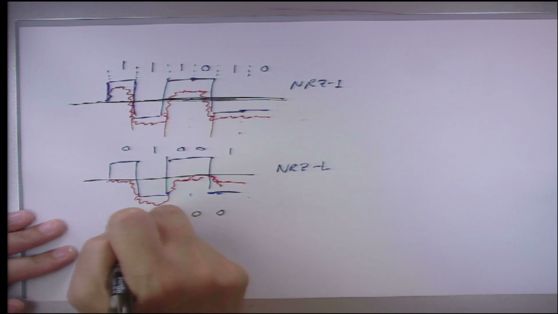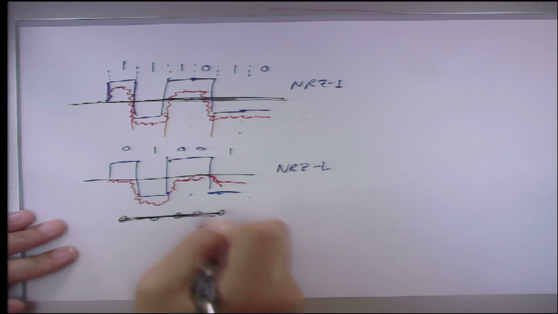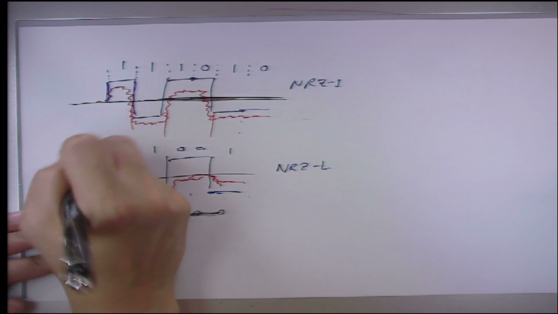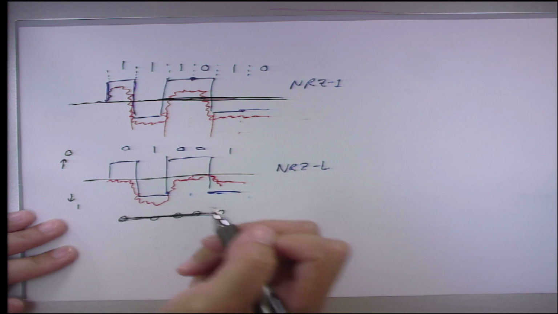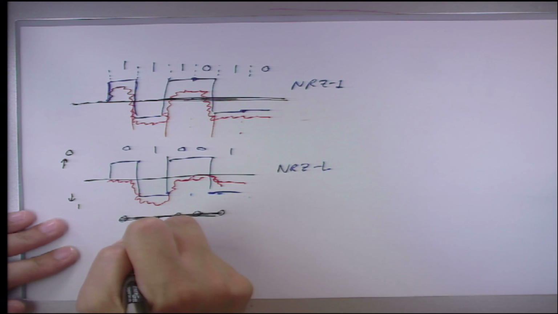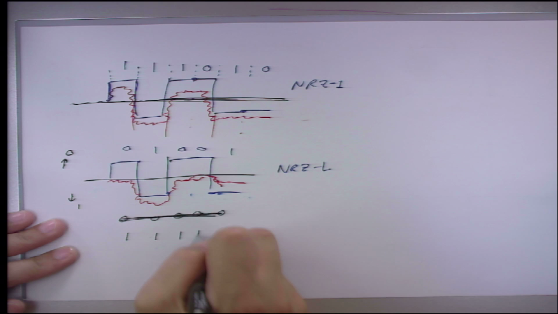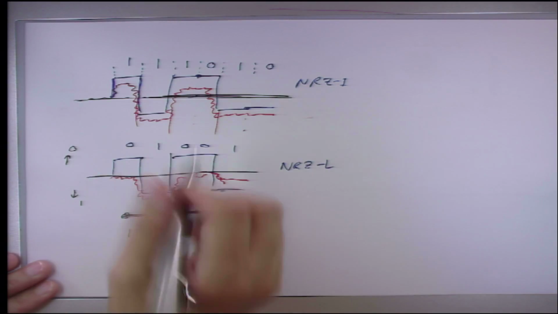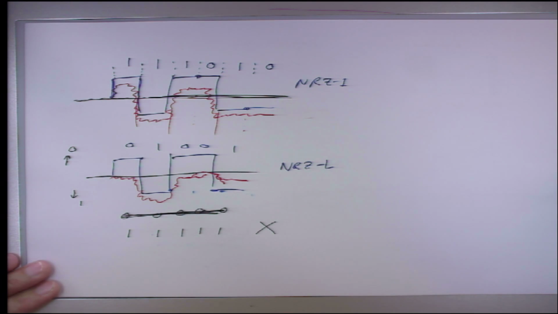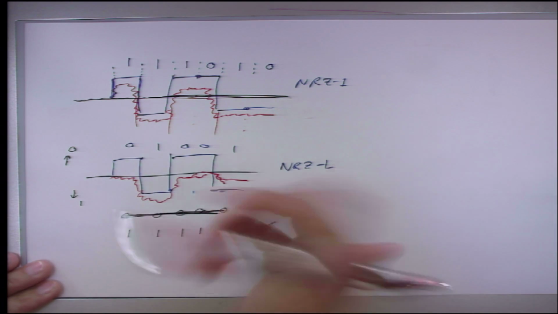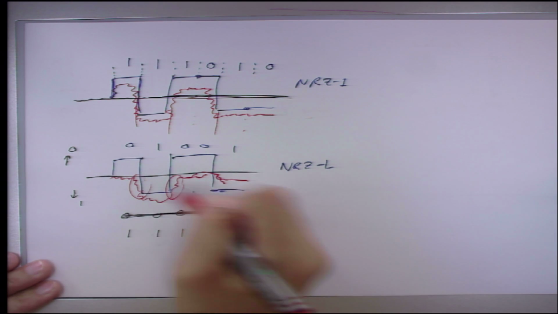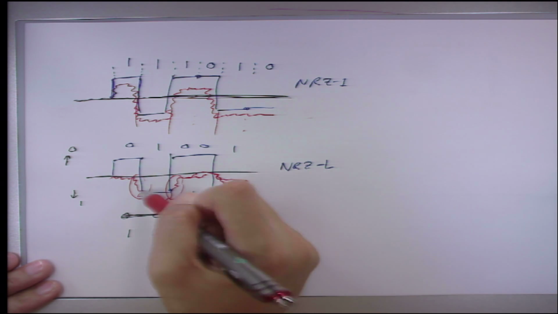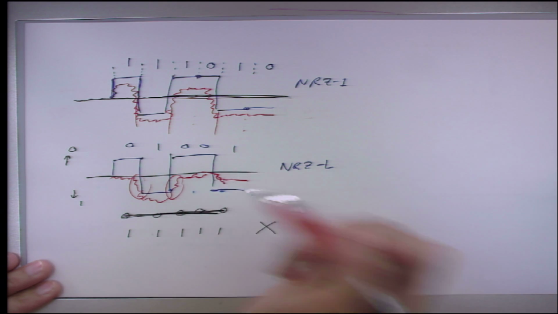Sorry, this is below threshold. Above threshold is 0. Lower than threshold is 1. So this is 1, 1, 1, 1, 1, which is wrong. But with something like this, you can see that the transition is still there. So NRZ-I is okay for this, but NRZ-L maybe not okay for this.